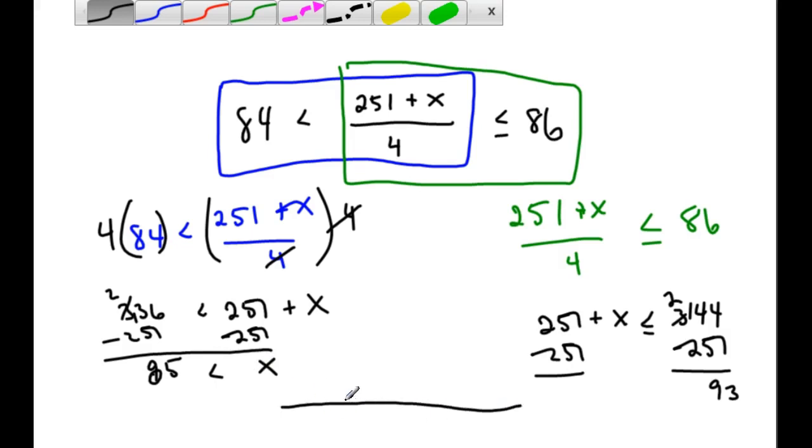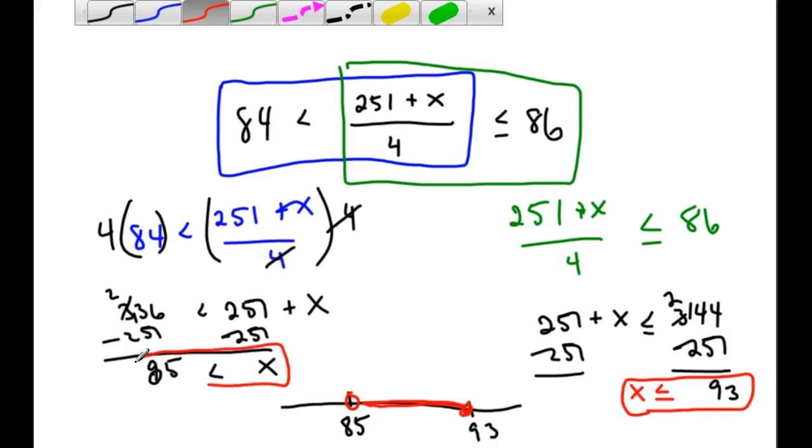So here's your number line, 85, and here's 93. It's going to be all the numbers that are between 85 and 93. This one is going to include, because it's x is less than or equal to. So you graph that one, x is less than or equal to, so all this stuff over here. Then this one is 85 is less than x, or you can switch around and think of it as x is greater than 85, not including, everything in between. So this is your answer. If you want to write this thing and this thing as one compound inequality, 85 is less than x, which is less than or equal to 93.